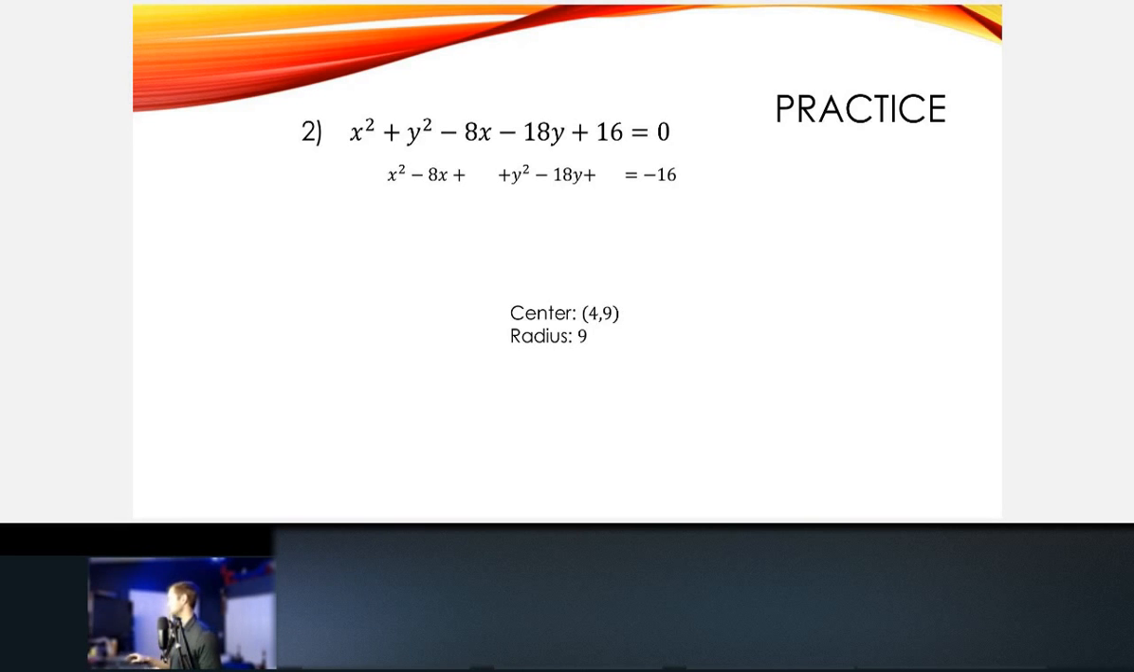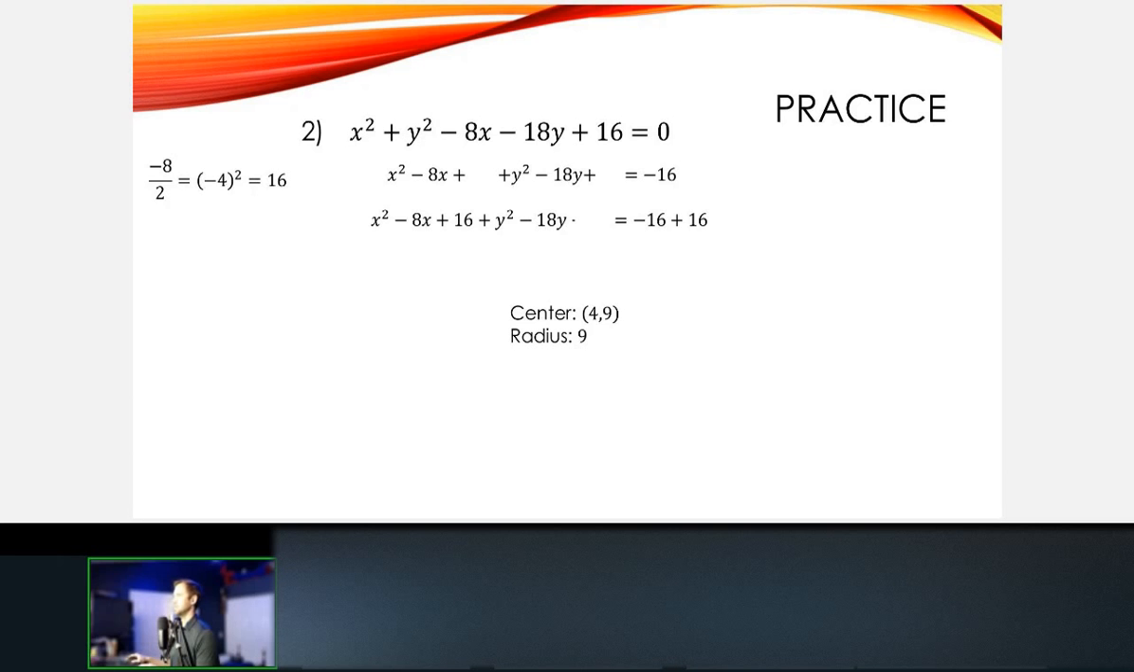Oh, my mic wasn't on. All right. Yeah, 4, 9, and radius 9 are correct. Thank you for reminding me. All right, so run through it real fast. We move the constant over, group the x's, group the y's. We're then going to take the coefficient -8. We're going to cut it in half. Then we're going to square it. So that 16 is what we add to both sides.